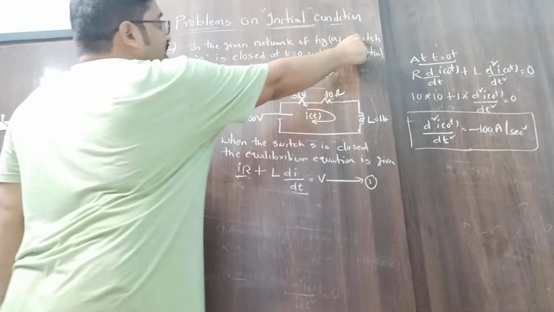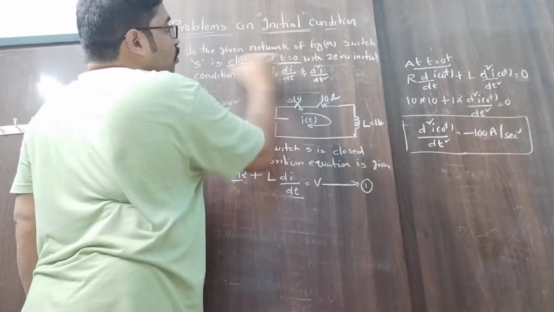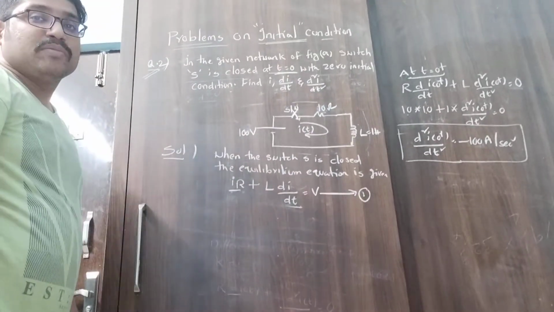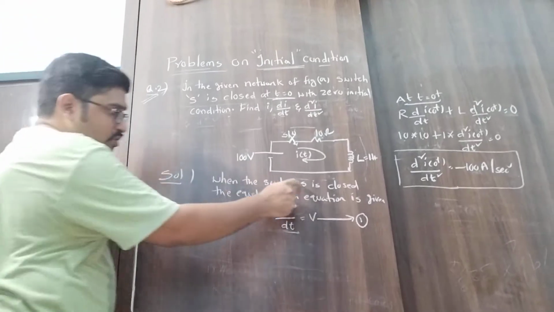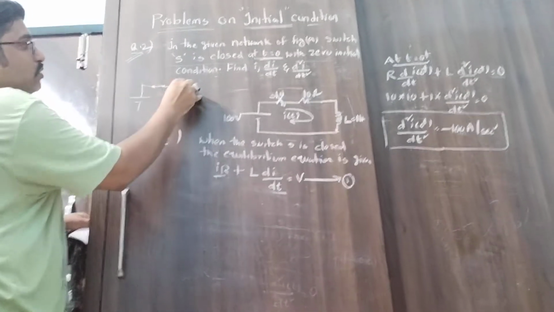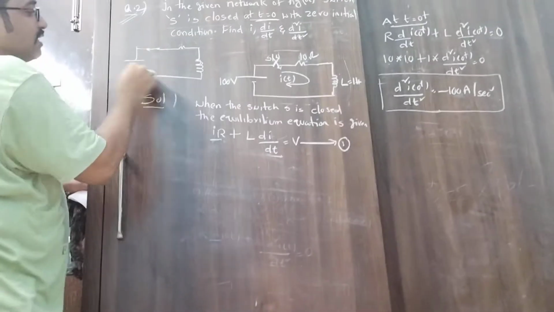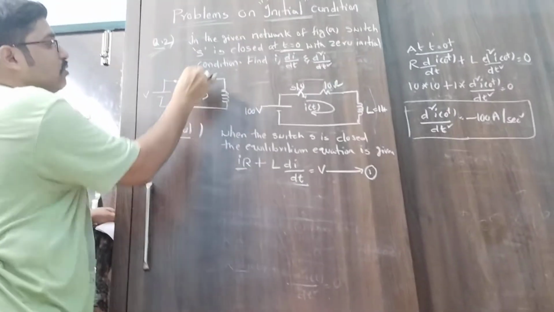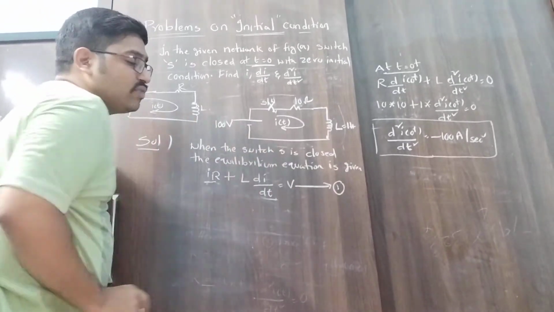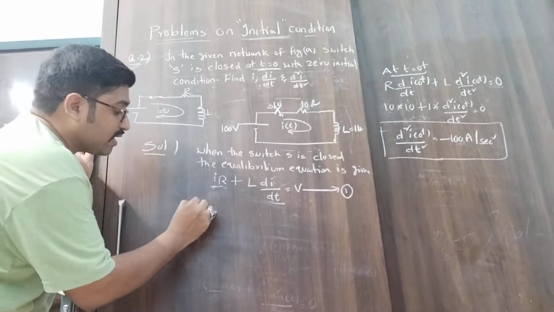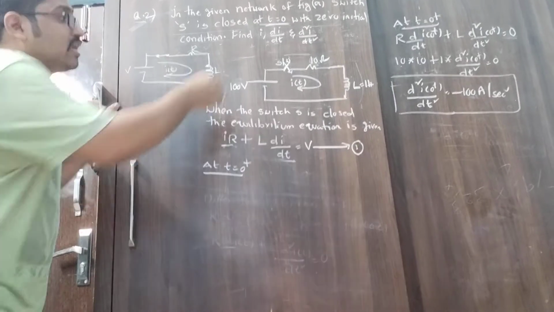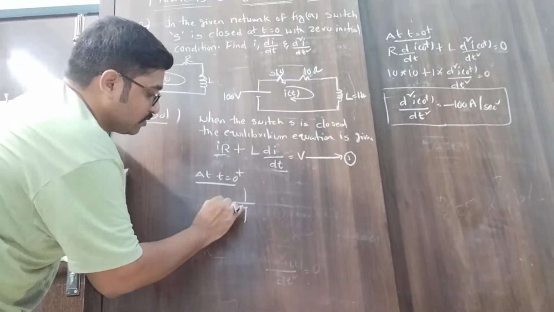In the given network shown in figure A, the switch S is closed at t is equal to 0 with zero initial condition. Determine the value of I, di divided by dt and d square I divided by dt square. As usual, when the switch S is closed, you are going to get the equilibrium equation. You are having R and the inductor, and this is V. If you write the equation, you are going to get I into R plus L into di divided by dt is equal to V. So at t is equal to 0 plus, the inductor will act as an open circuit in an LR circuit. So this is 100 volts.